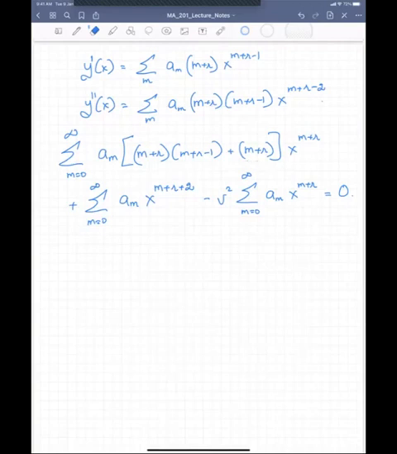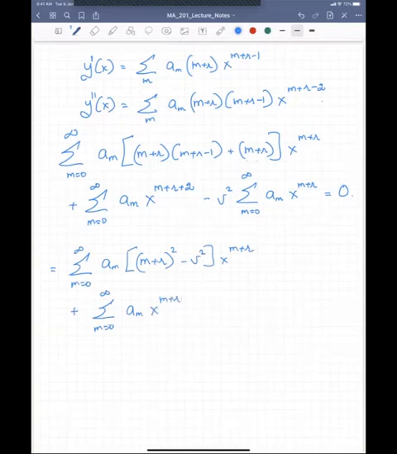So I'll take this off, and I will write this as the sum from m equals 0 to infinity of a_m times ((m plus r) squared minus nu squared) x to the m plus r. And the second term is a_m x to the m plus r plus 2. And the sum of these two series has to be equal to 0 to satisfy Bessel's equation. Okay.